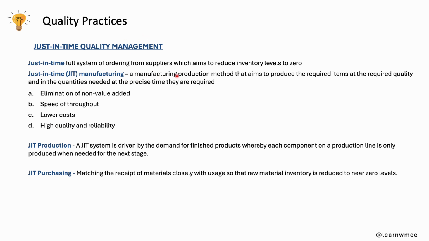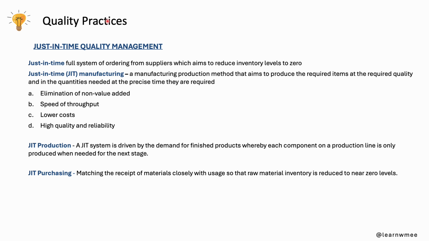Just-in-time manufacturing is a production method that aims to produce the required items at the required quality and quantities at the precise time they're required. So what it does is that it eliminates non-value added activities. Value is not added by storing products, and therefore inventory levels should be minimized. The speed of throughput, the speed of production, should match the rate at which customers demand the product. Production runs should be shorter with smaller stocks of finished goods.